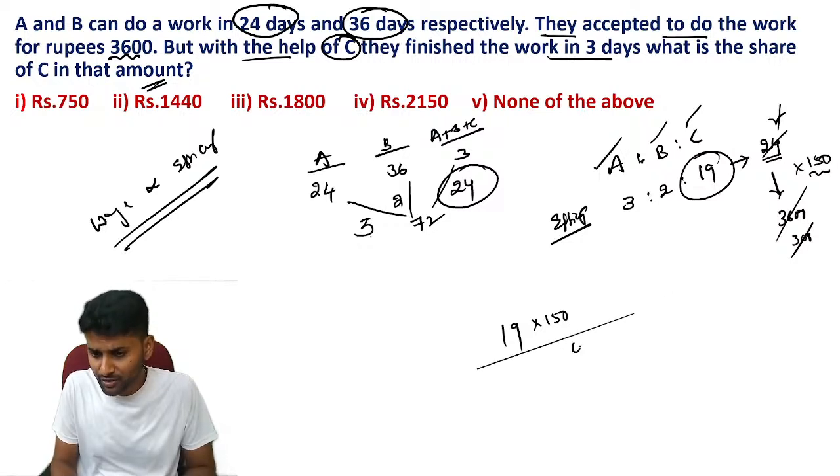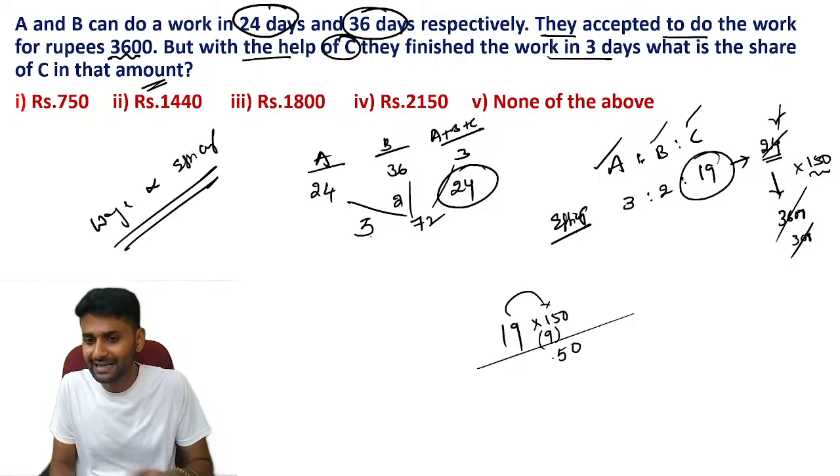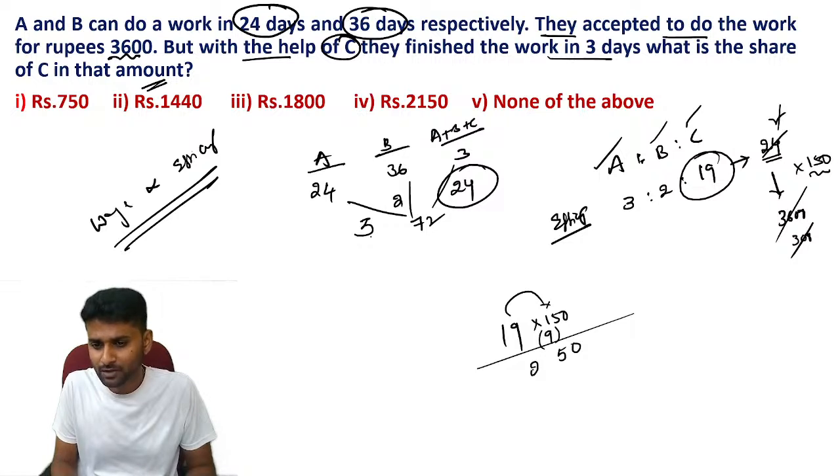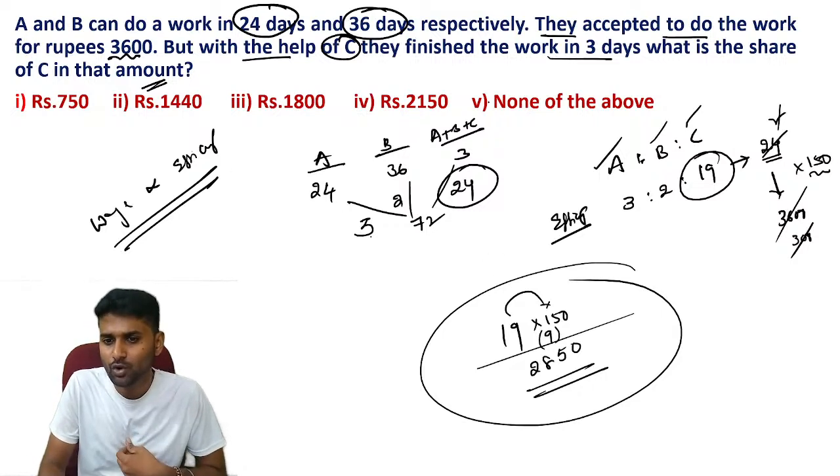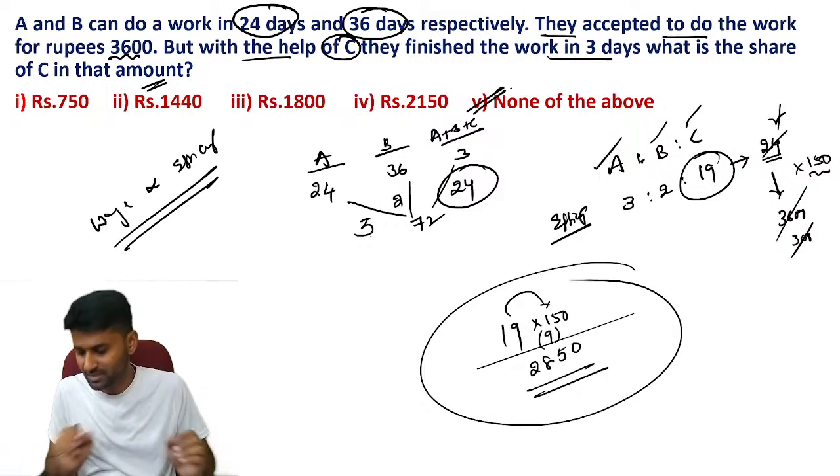Now see, you can take 0 here. 19 into 5 is 95. 9 is carried over. 19 into 1 is 19. 19 plus 9 is equal to 28, so 2,850. So we have to pay 2,850 rupees out of 3,600. Now if you go through the options, you have to choose none of the above as the answer.